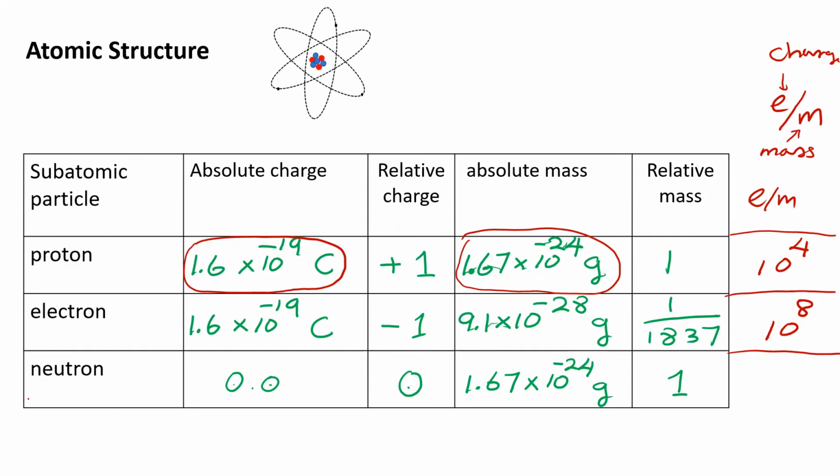Do you think the neutron is going to have an e/m ratio? You cannot calculate an e/m ratio. Why? Because its charge is 0. So we cannot actually do that for a neutron.